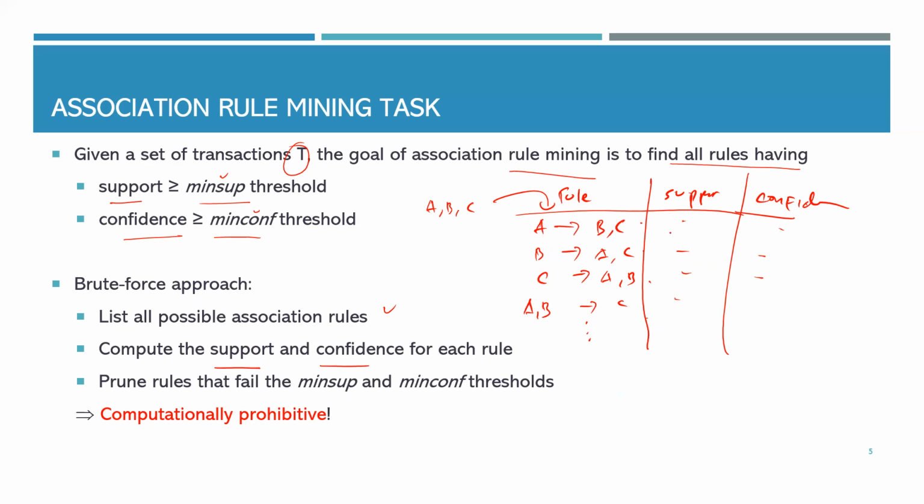Let's say the minimum support is 0.7 and minimum confidence is 0.8, for example. So, for example, we have this rule with 0.5 and 0.4, so we eliminate this rule. We only keep rules which have support and confidence higher than minimum support and minimum confidence. So this one we keep.